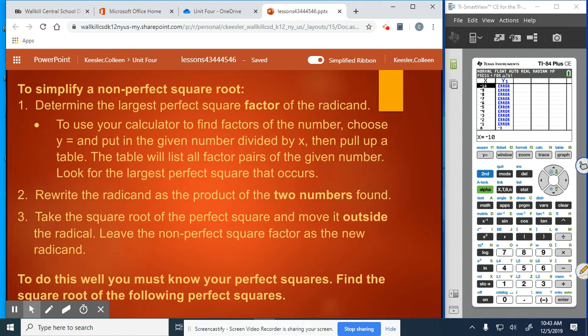To do this well, you must know your perfect squares. Find the square root of the following perfect squares. So underneath you have a list of all perfect squares. I want you to take the square root of them and then practice those on your own.